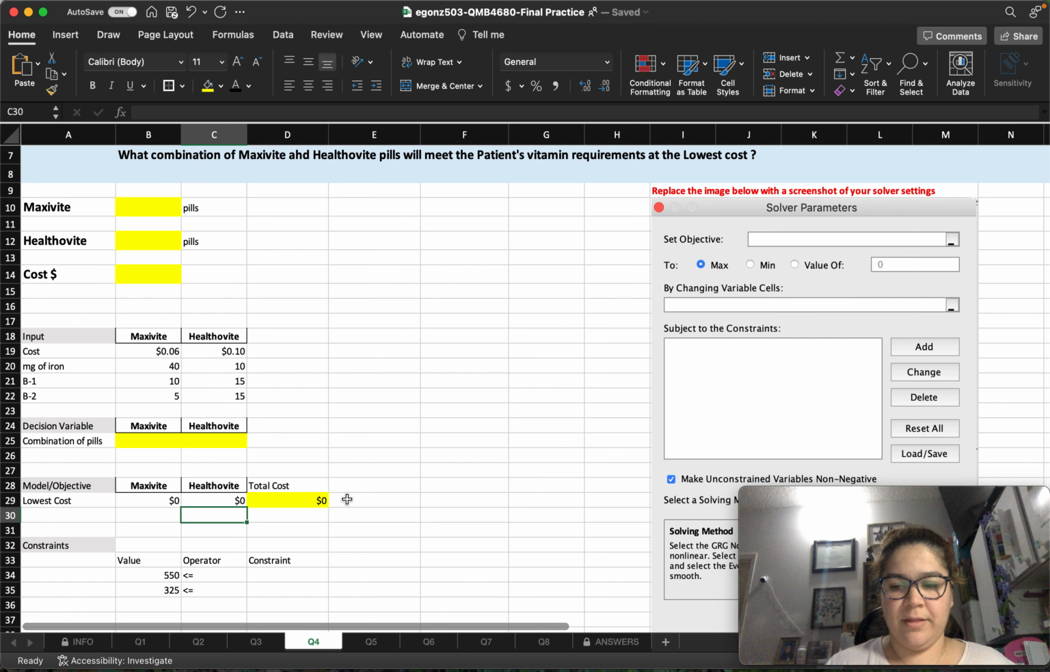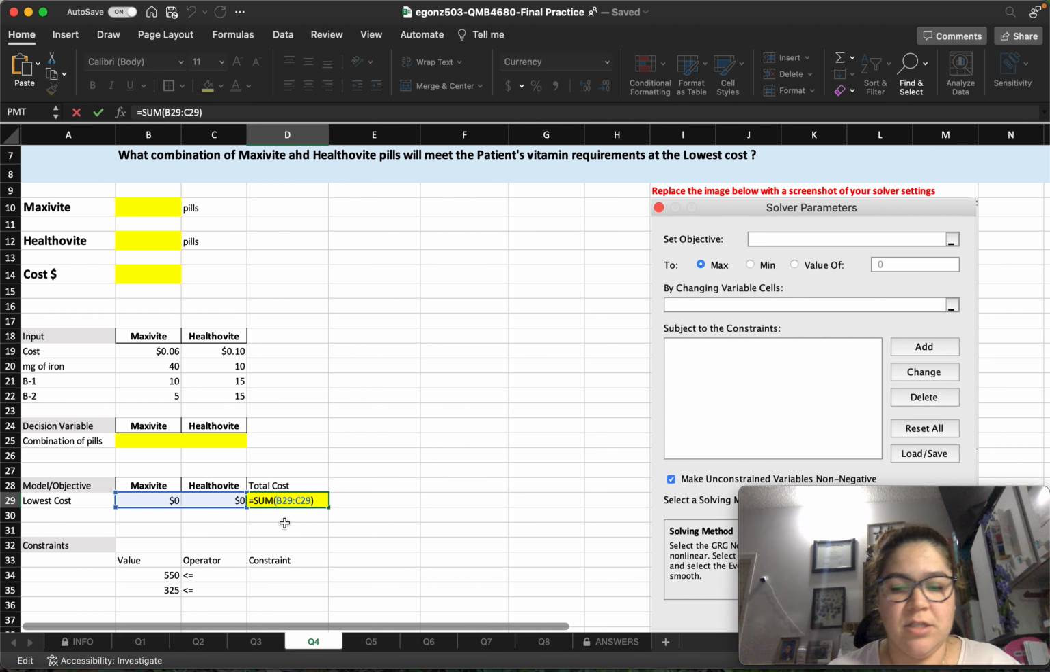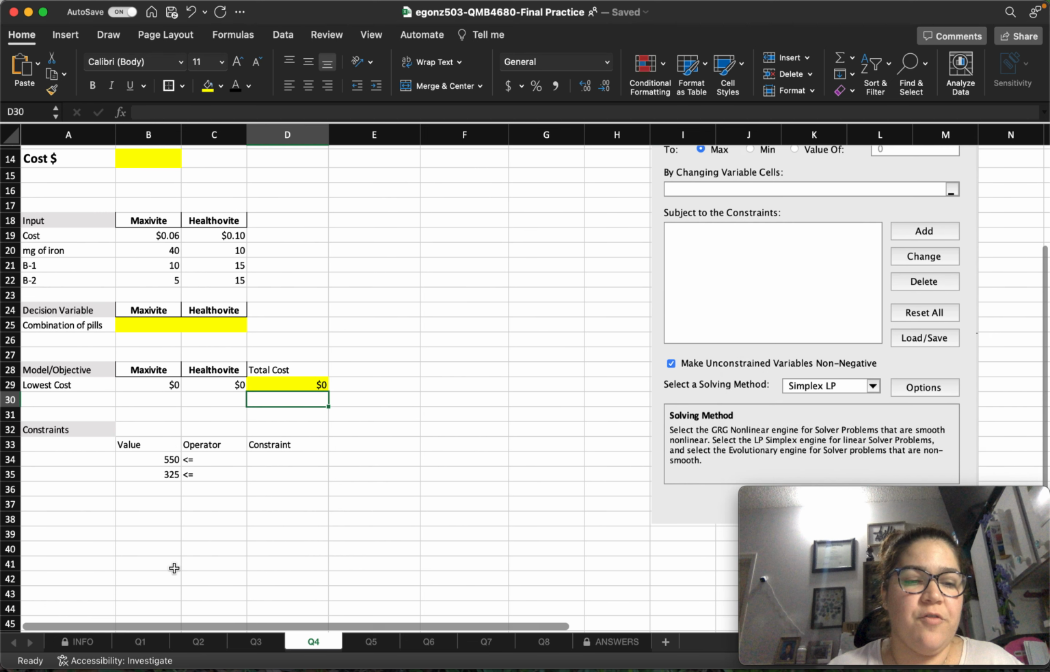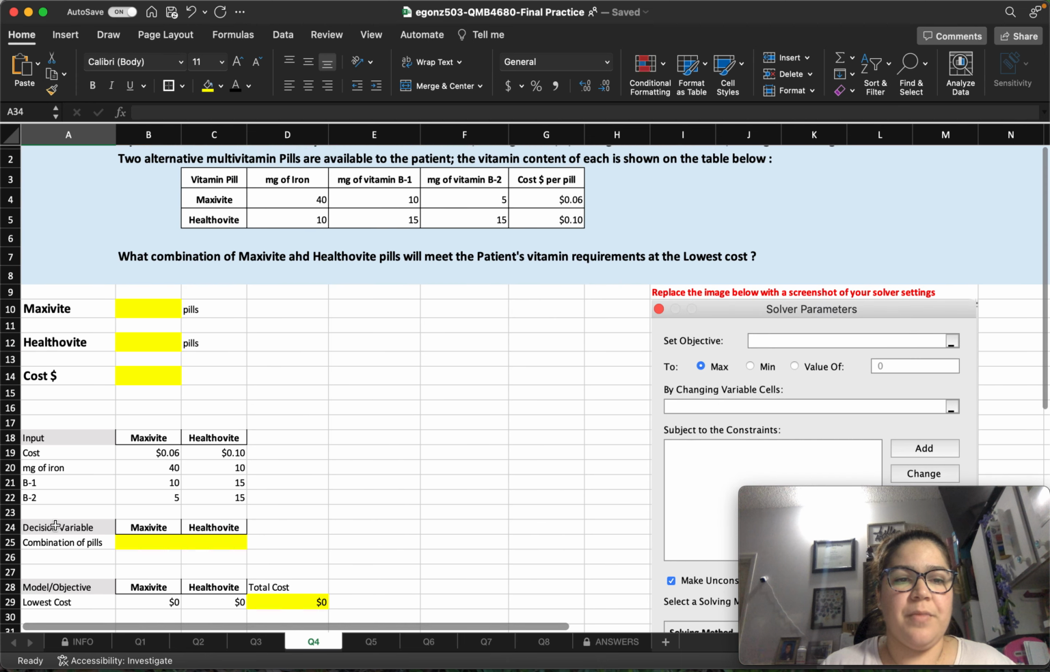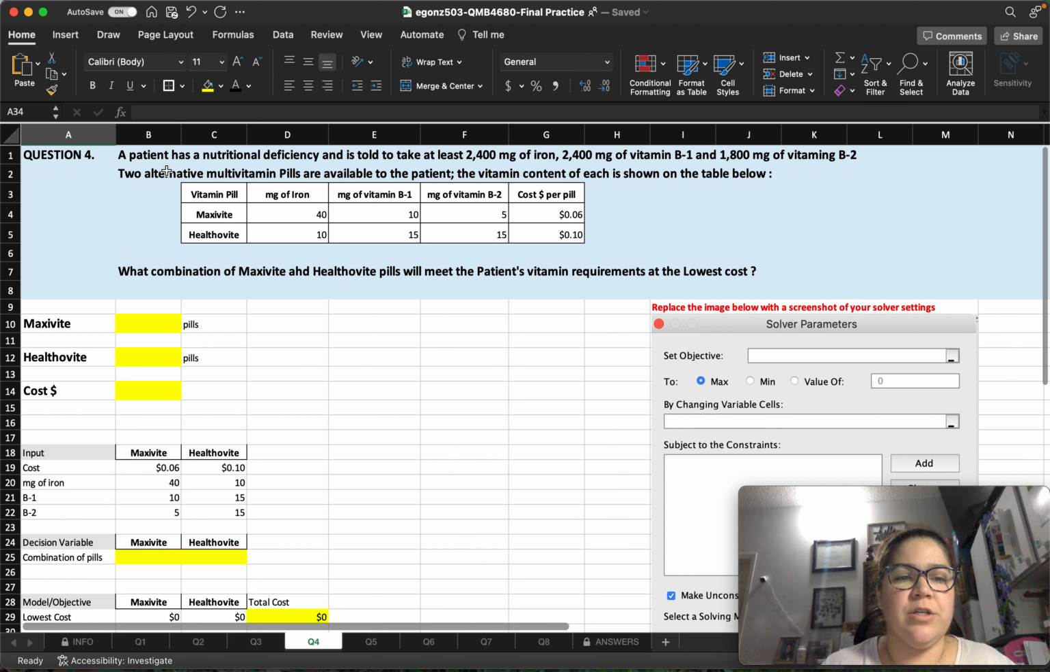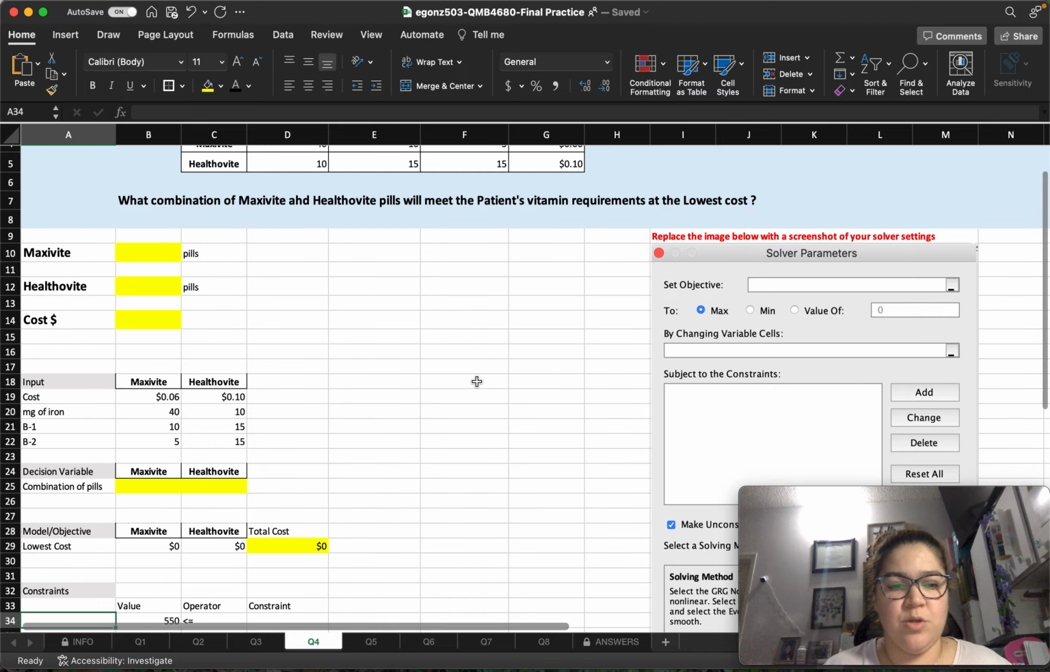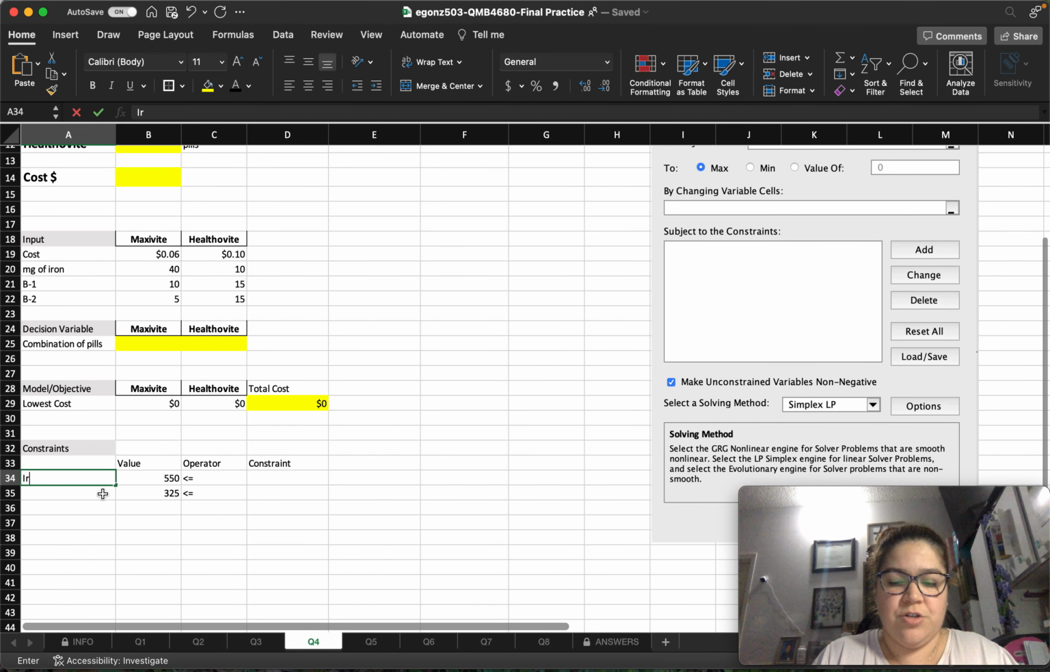I went over it, I think, in question 3 in a little bit more detail. And the total cost is going to be just the sum of these two. So now the constraints are the part that is going to change. So for the first constraint, let's read the question. A patient has a nutritional deficiency and is told to take at least this much iron, at least this much of vitamin 1, and at least this much of vitamin 2. So those are going to be your constraints.